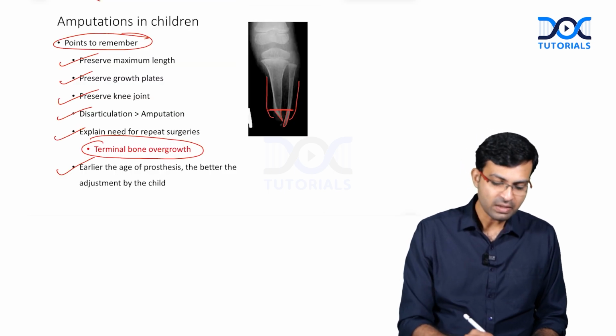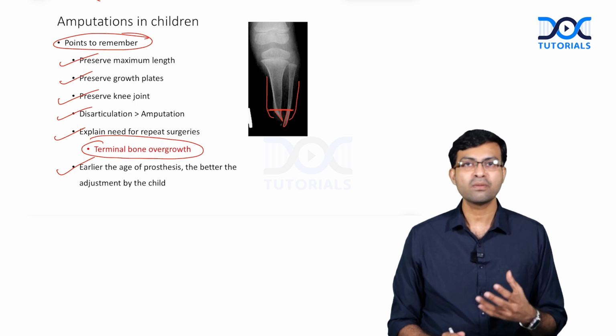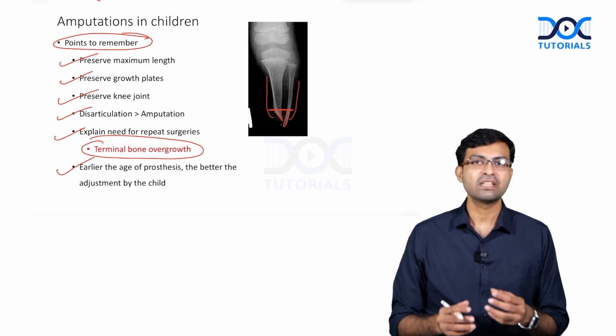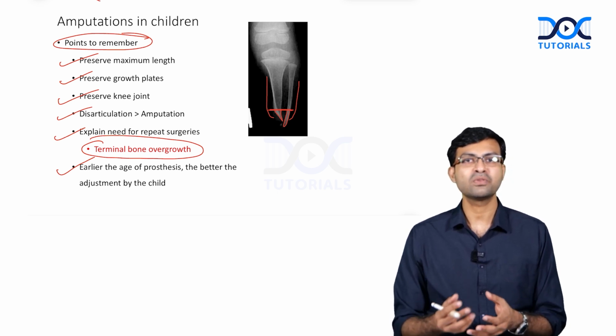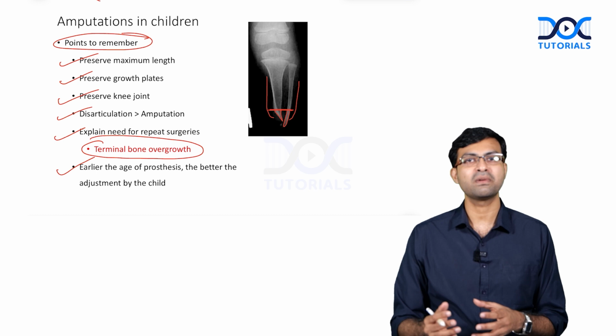And finally, when you do an amputation in the child, as early as possible, start the child on a prosthesis, because it is magical to see how a child immediately acclimatizes to a prosthesis. So the earlier you start the process, the more acclimatized the child will be to it.